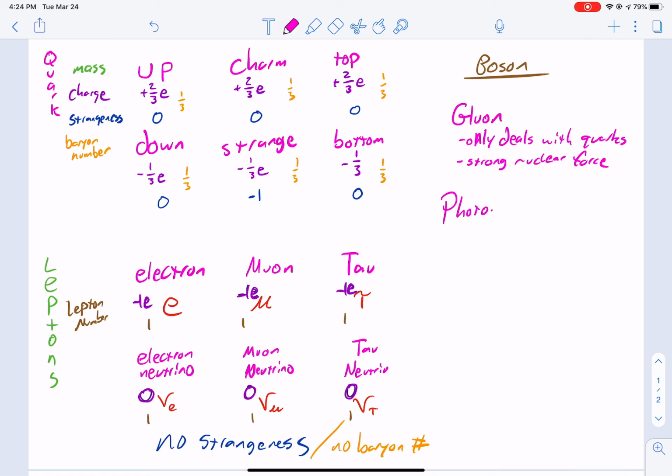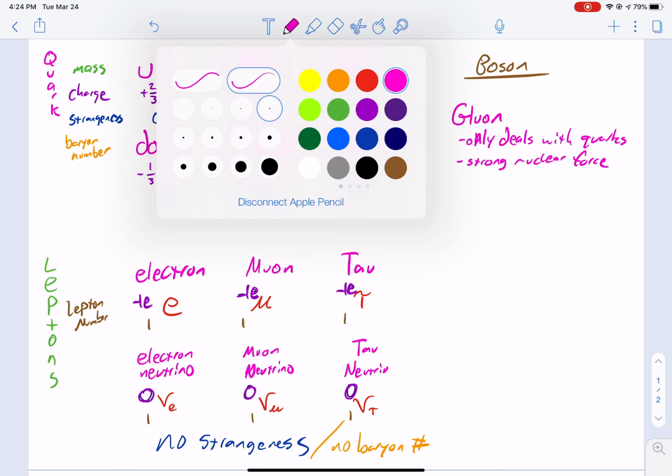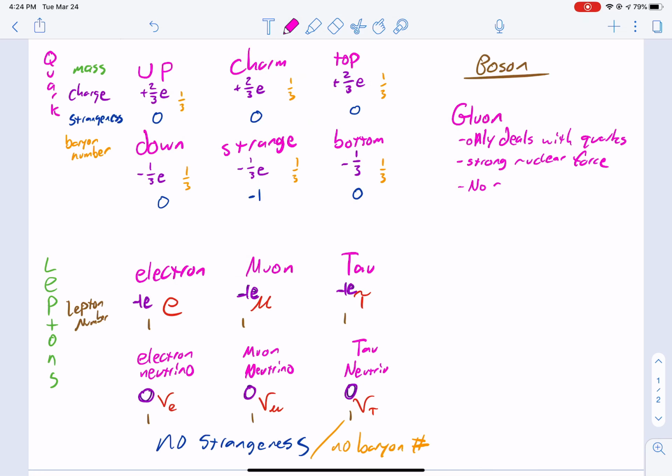The photon is a boson. The photon, which by the way we use this little symbol here. The photon, I should probably put charge. Oh, I'll tell you, I'm just falling apart here. Let me tell you what. The charge of a photon, let's go ahead and write it. No charge.